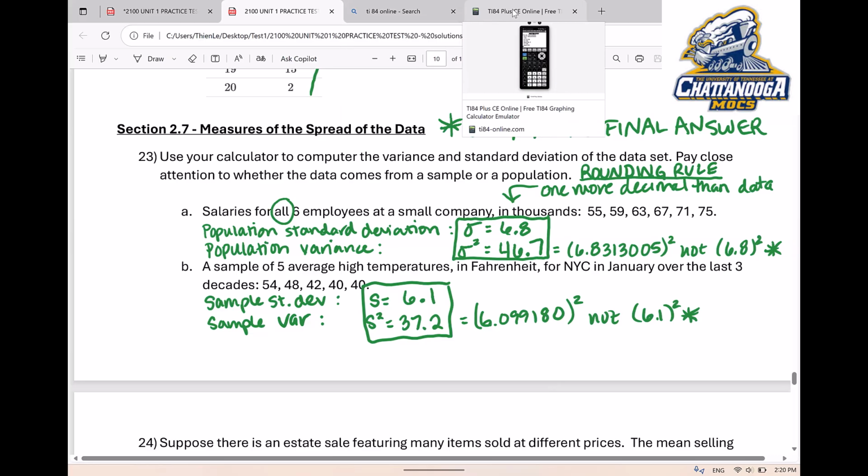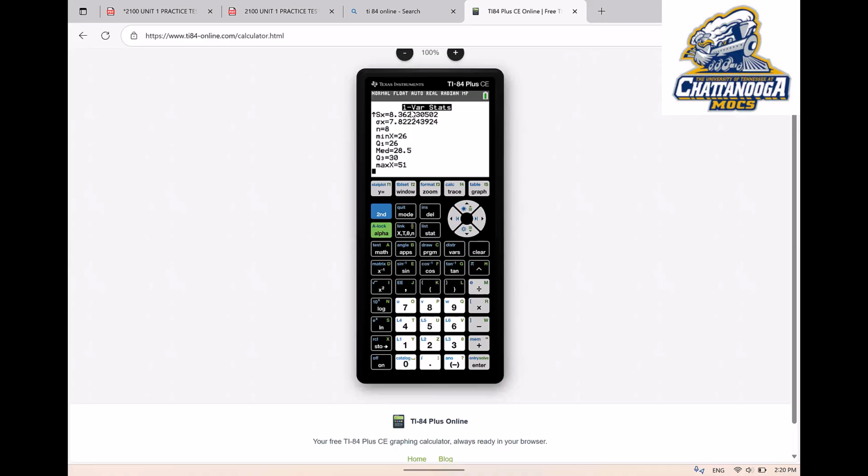Let's see. Salary for all 6 employees. Let me see, I think I will choose B to do it. Okay, so let us just do B together. Start here. Maybe just put in L2.